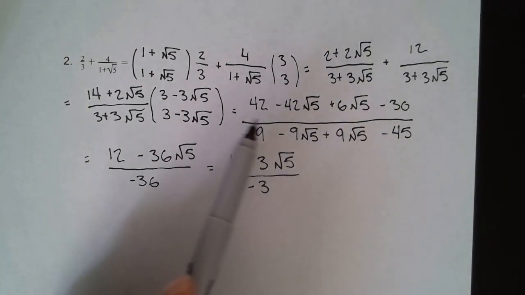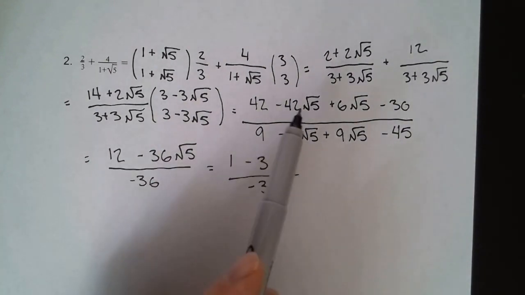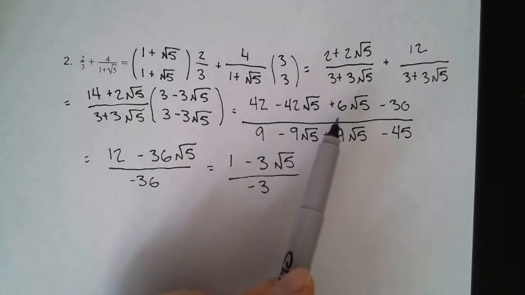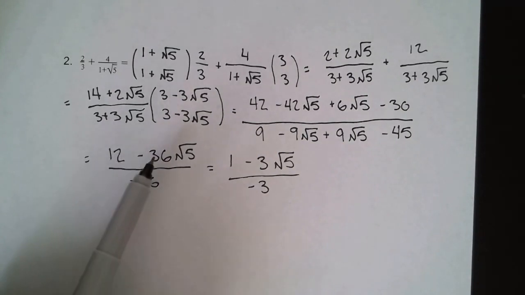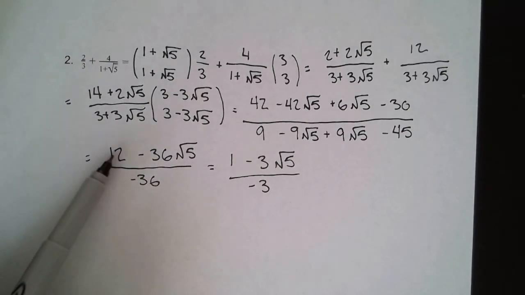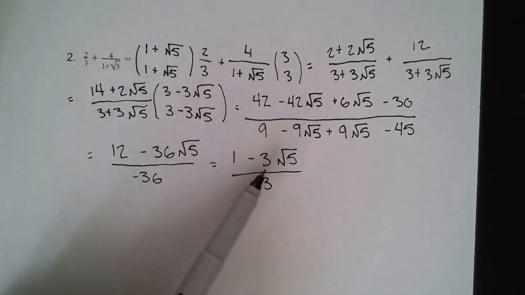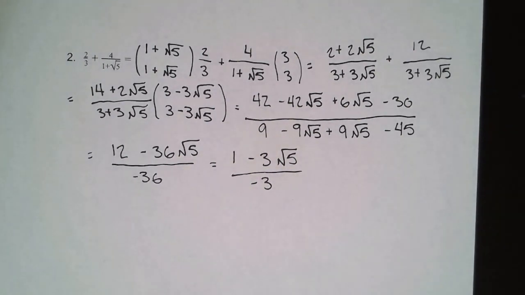We have some things to simplify in the numerator as well. 42 minus 30 is 12. And then negative 42 root 5 plus 6 root 5 is negative 36 root 5. One last thing we can do here is reduce this fraction by a factor of 12. All of these terms can be divided by 12. So we get 1, and then negative 36 divided by 12 is negative 3 root 5 over negative 3 again.